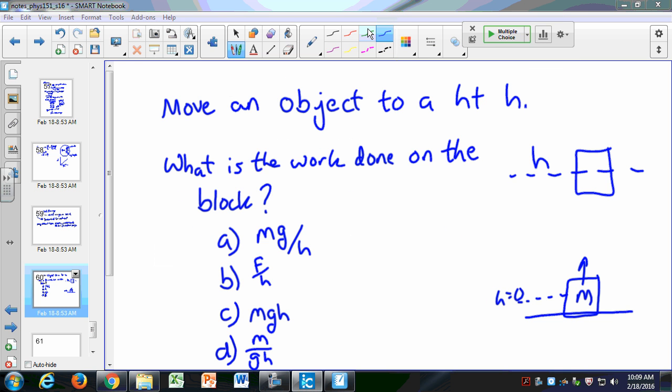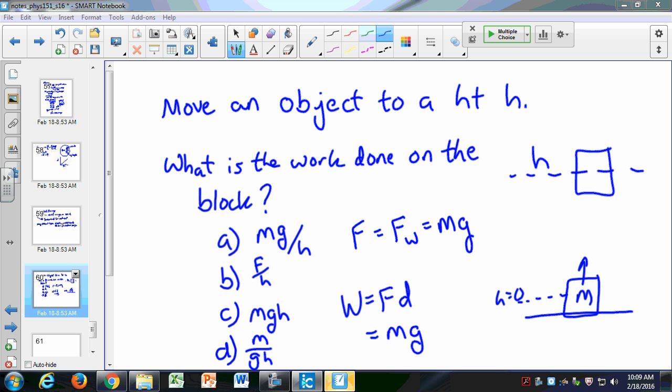Because remember, the force that we're concerned about is the weight. In order to move this block, we need to have a force that is at least equal to the weight, a little bit more than the weight, to move it up from this position. So our force is equal to the mass times the acceleration due to gravity, which is equal to the weight. And so the work that's being done, which is force times displacement, is going to equal m times g times h.